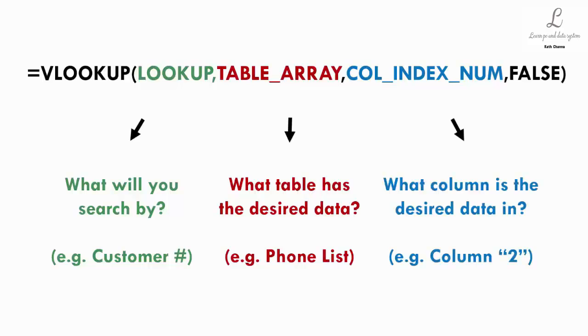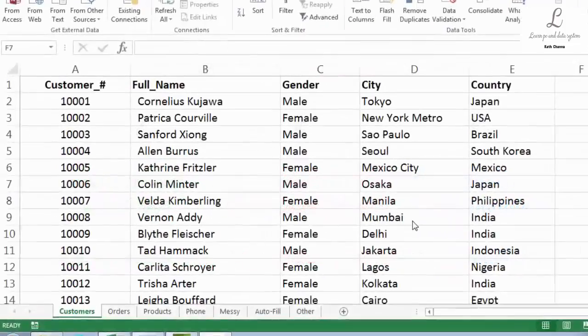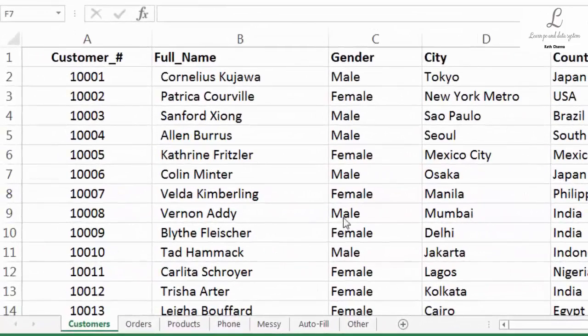And the column index number is what column is the desired data in. So in your phone list, the phone number is going to be in the second column. So your column index number is just 2. And that's what it would look like. So you've got your lookup value, your table array, which is your phone list, and then your column index number, which is 2.